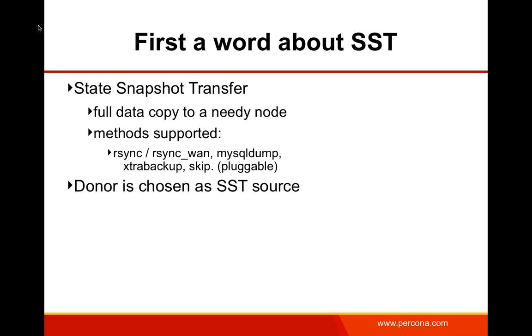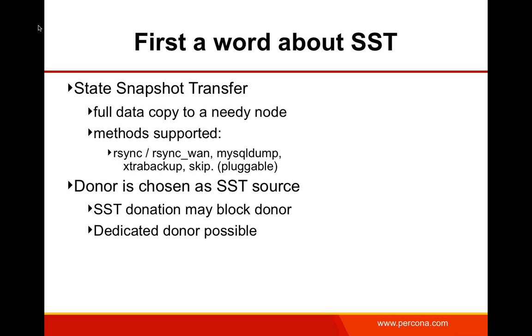So when an SST happens, let's just say it's a new node connecting to the cluster. A donor node is chosen out of the cluster as the SST source. The SST donation itself may block the donor. If you think about what it takes to rsync an existing MySQL node to create a new node, like to build a slave, you've basically got to take the server down for that to happen. And so there may be some blocking that happens on that specific node. It is possible to configure a dedicated donor. So you can specify, okay, this node is always the donation node when new nodes come online.